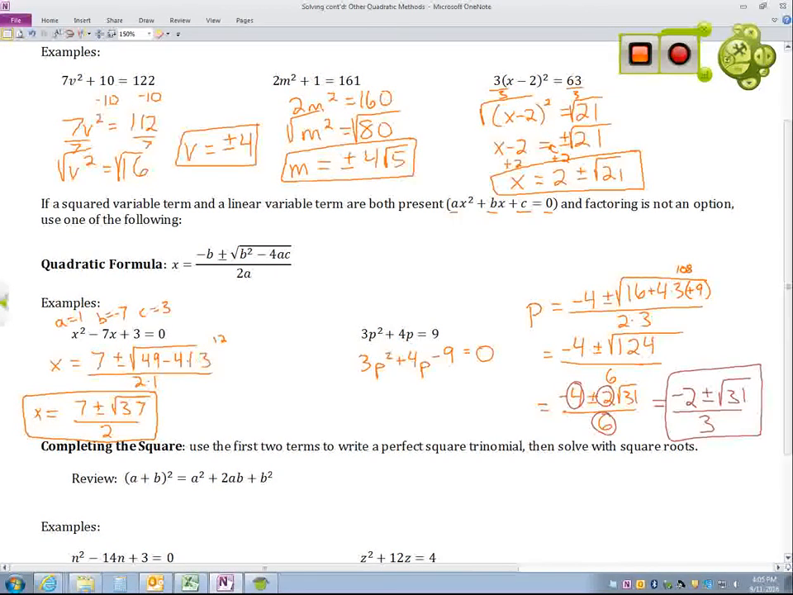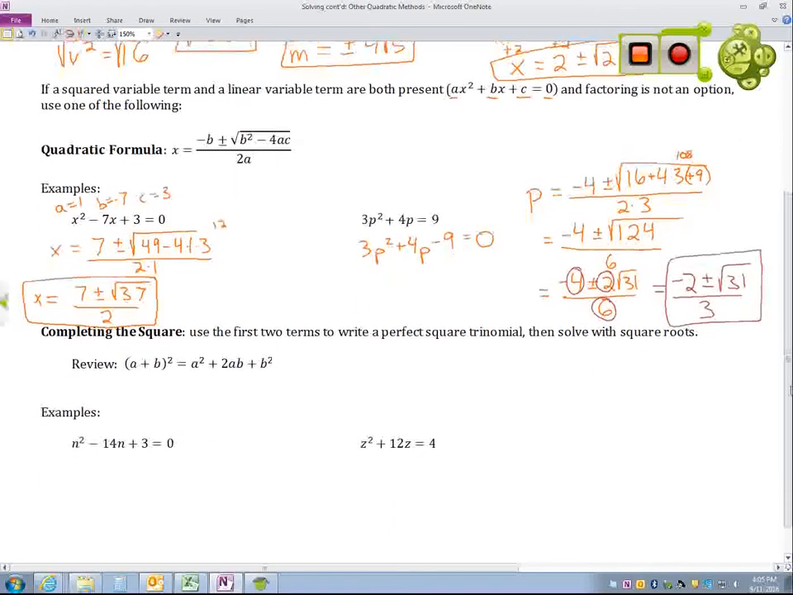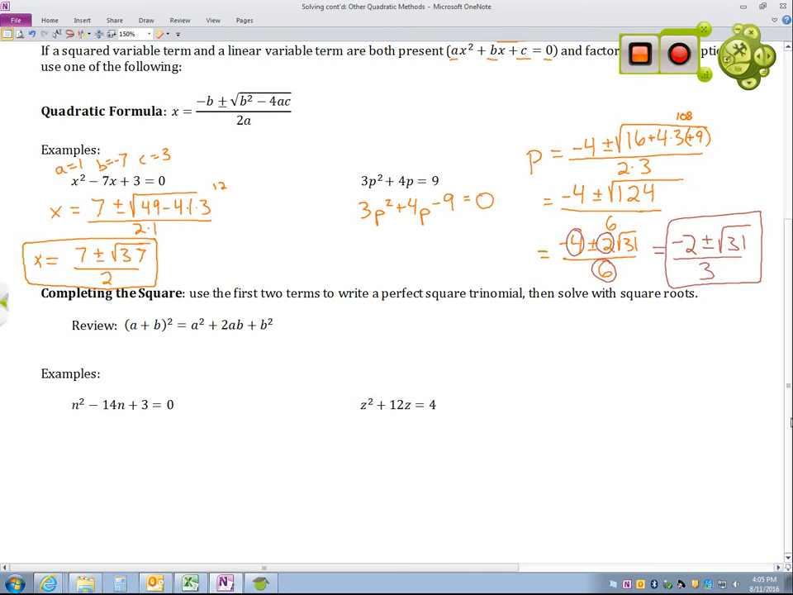Okay? And then that's my answer. Okay. The last method here, completing the square, is one that you might not be familiar with.